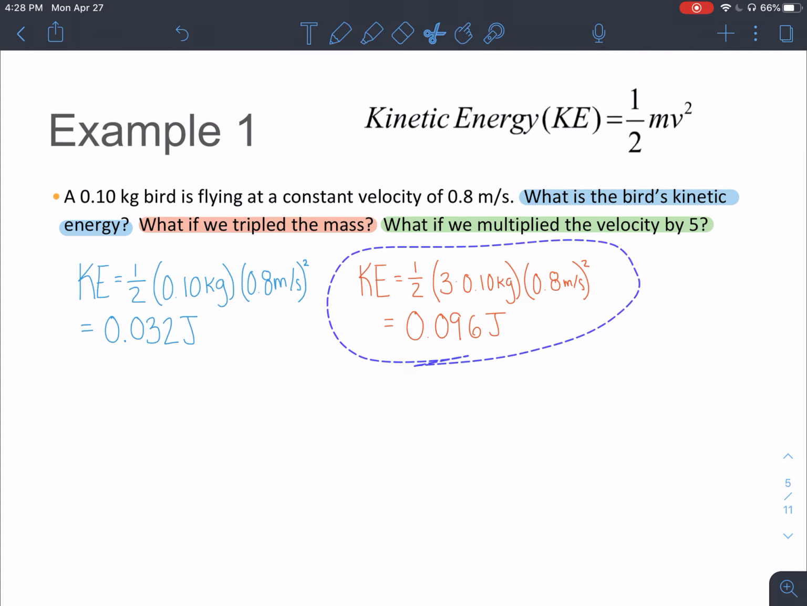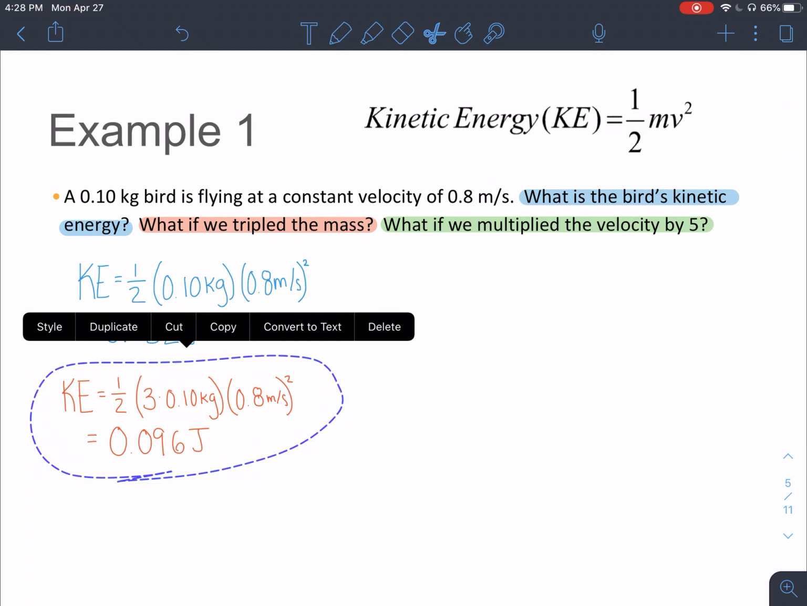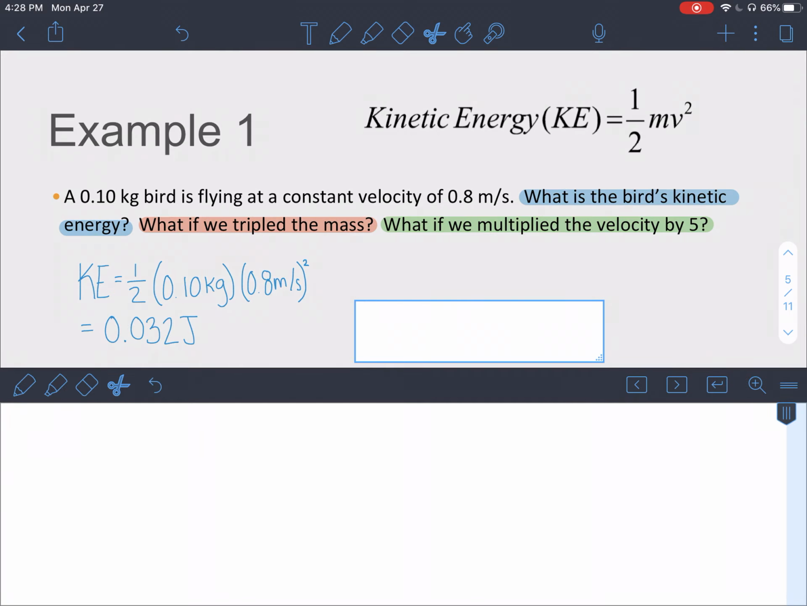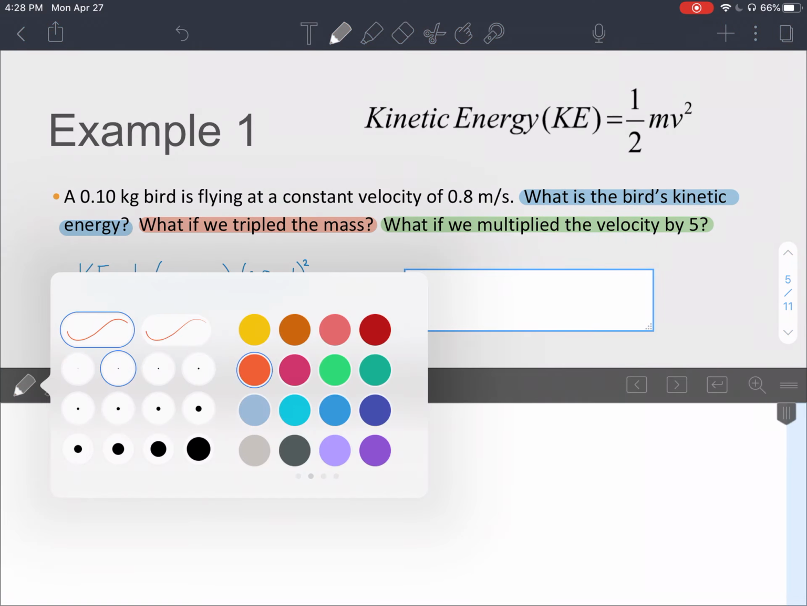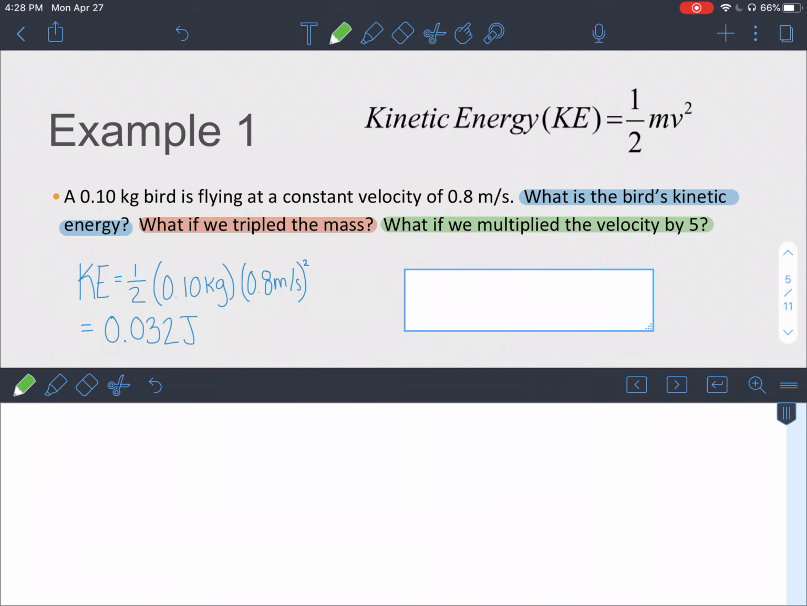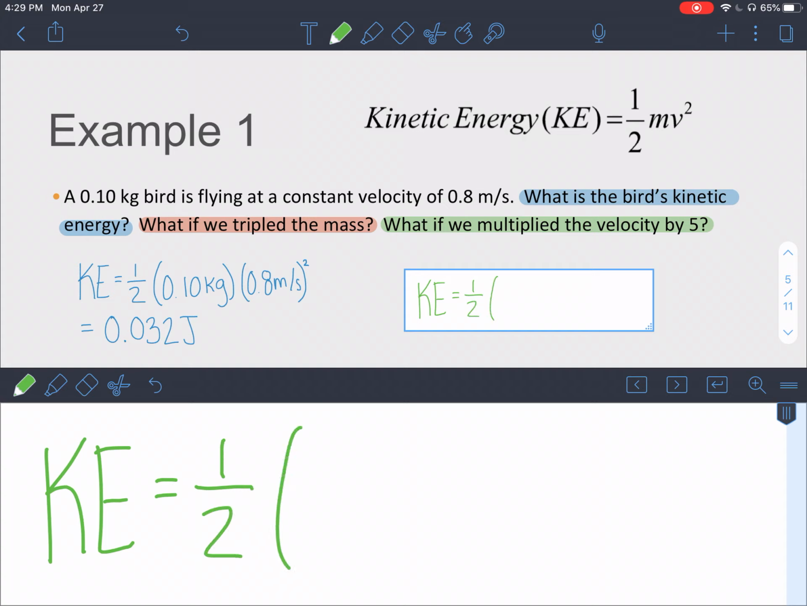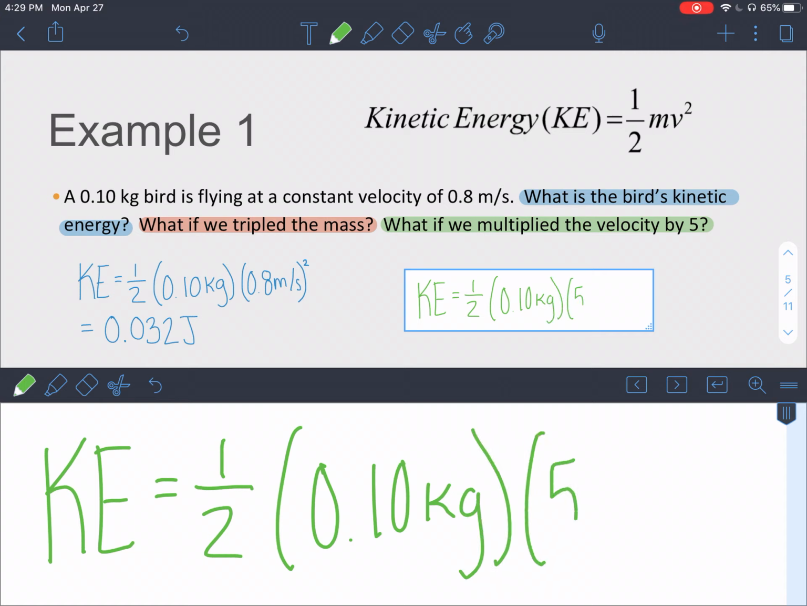I'm going to move that one to the side so we have room for the green one. All right, and last but not least, what if we multiplied the velocity by 5? So again, set everything up the same way that we have been. And the velocity will be multiplied by 5.